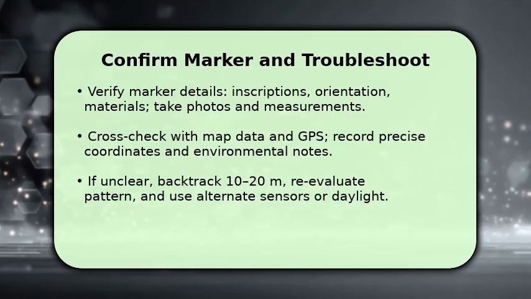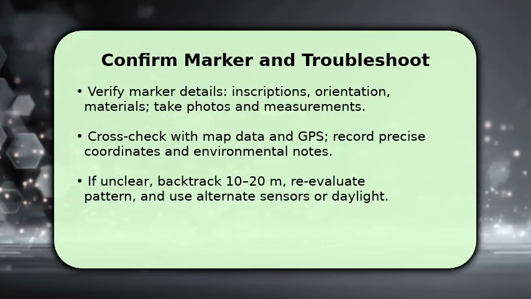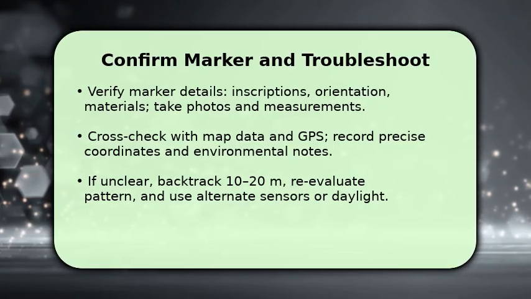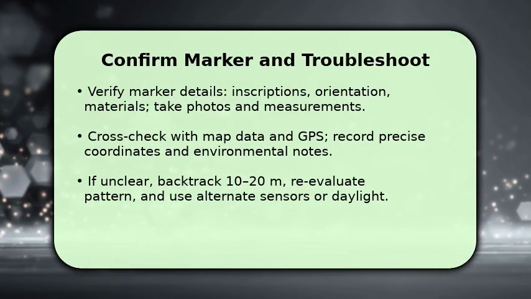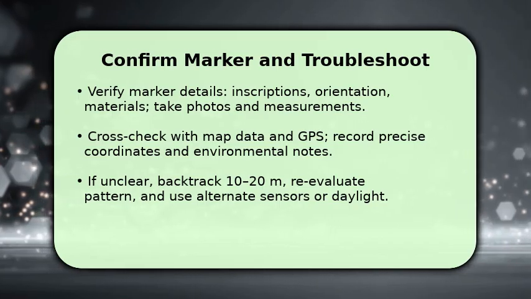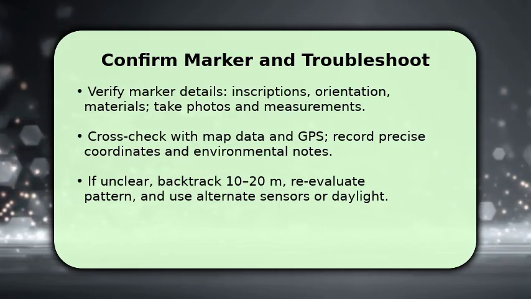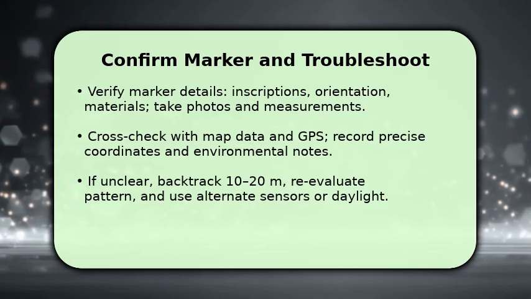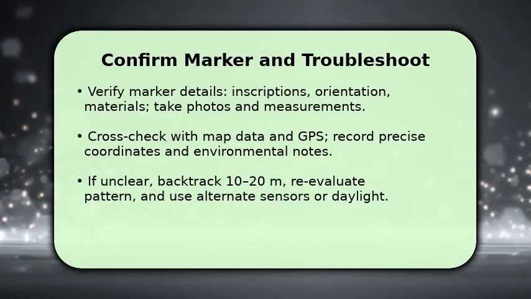If the feature is ambiguous, retrace your last 10 to 20 meters and rerun the search pattern from a fresh angle. If visibility or readings fail, switch sensors or wait for better light. This troubleshooting step prevents false positives and secures accurate documentation.